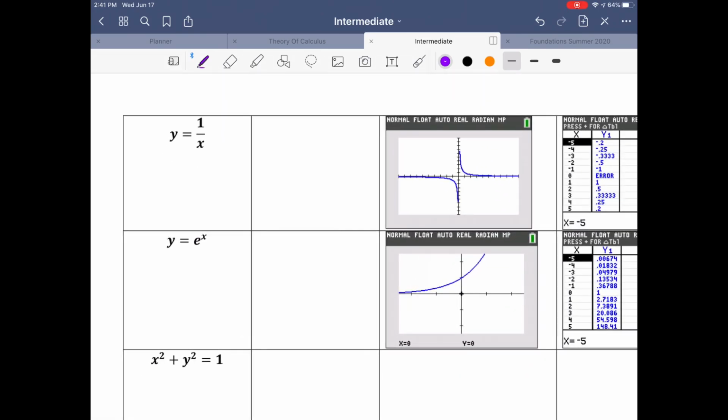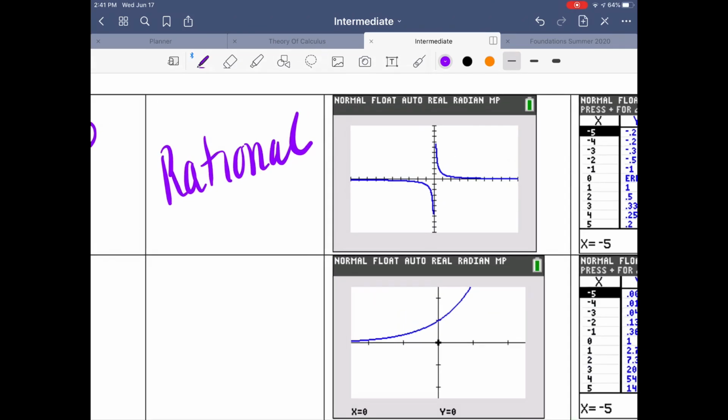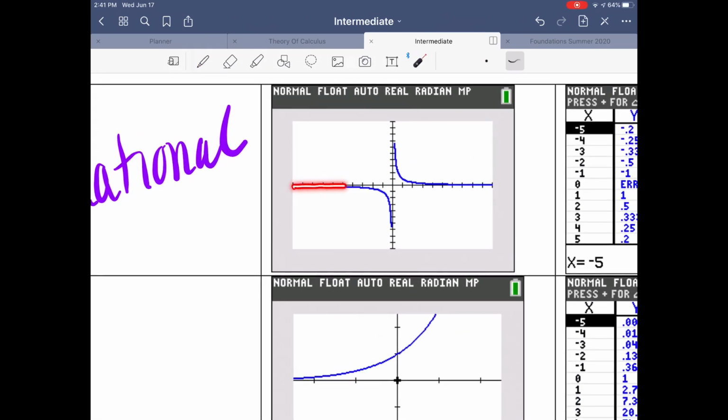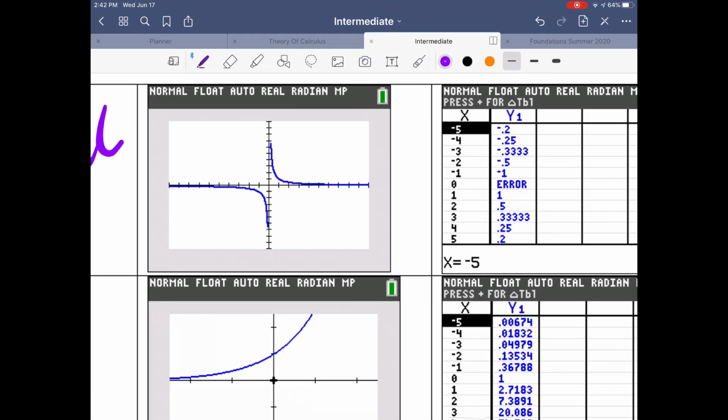And then this is called a rational function because it has an x in the denominator. It looks something like this, depending on the function. It has this little graph here, and this little bit here. And you'll notice that it's broken up by the x and y axis. And you can see that in the table here. There's an error at 0. Sorry, x equals 0. That's right here. That's my bad.